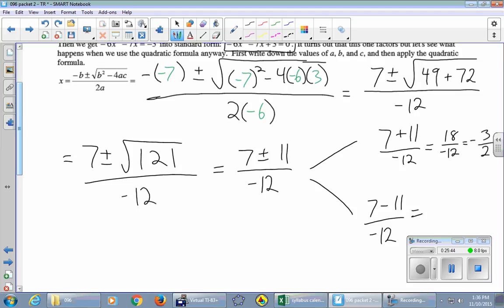All right. Go ahead and finish that one. 7 minus 11 over negative 12. So what do we get? Negative 4 over negative 12, which is 1/3. So those are our two answers in this case. Negative 3 over 2 and positive 1/3. Questions on that?